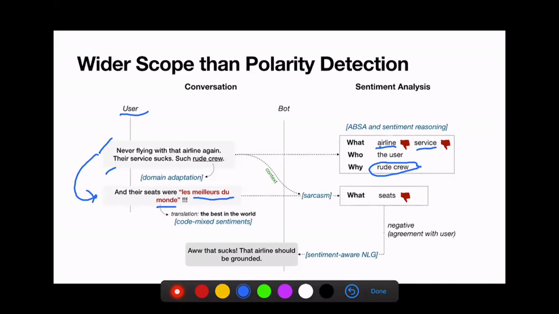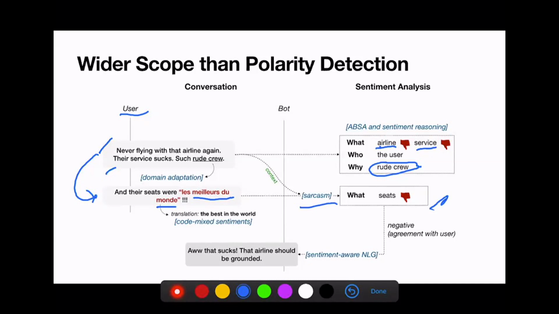Now, two problems are here. So first is that this is a code-mixed sentence. So that means that you have an extra level of complexity, that you now have two languages mixed in a sentence. So you need to have different models to analyze both of these. Okay. Now, if you consider this sentence, the translation of this sentence is "the best in the world." So that means this sentence is also sarcastic. So you need sarcasm detection to understand this utterance better.